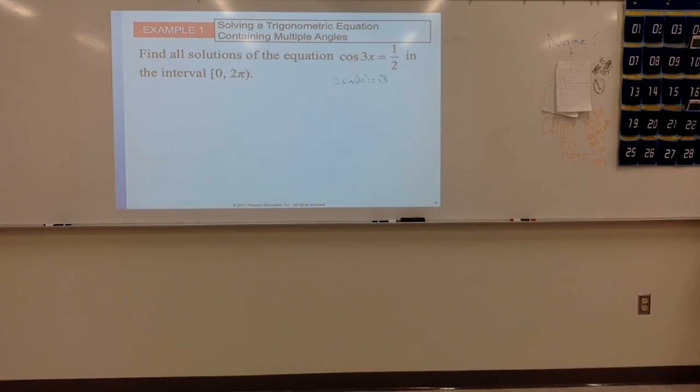See, I just don't know how to set it up. I know how to do the rest of it. But what do you do about the 2x? What about the 2 out front? Divide both sides by 2. And then divide it by 2 again?